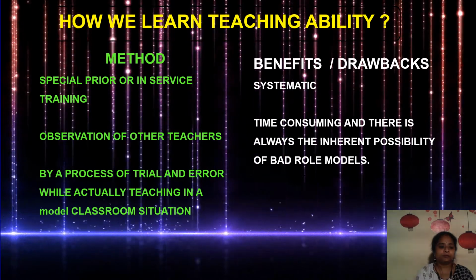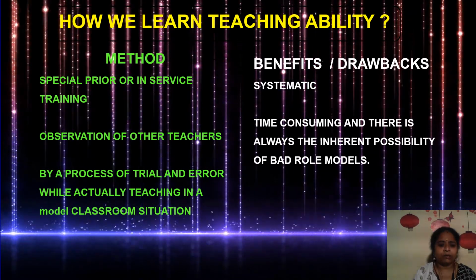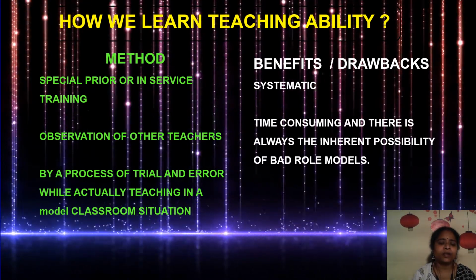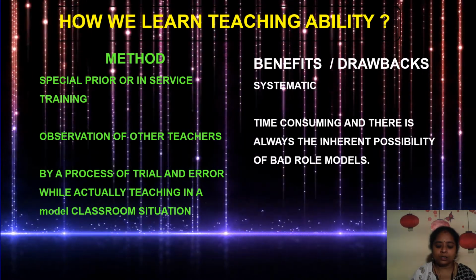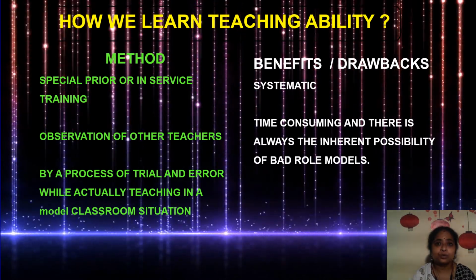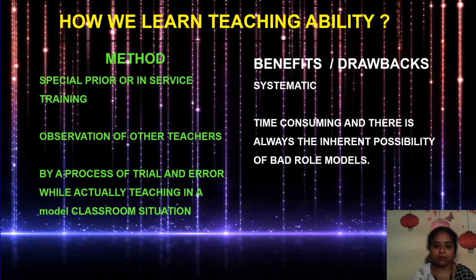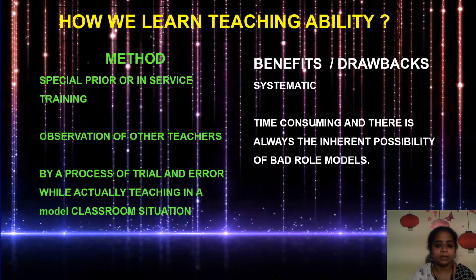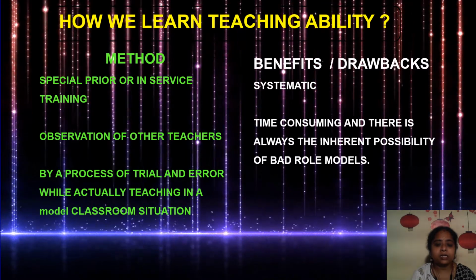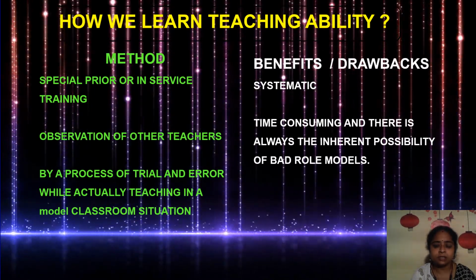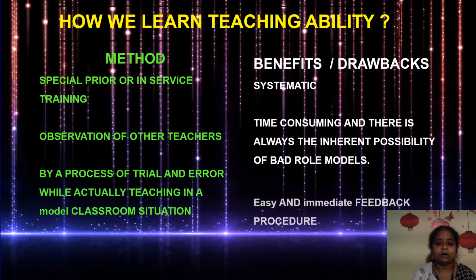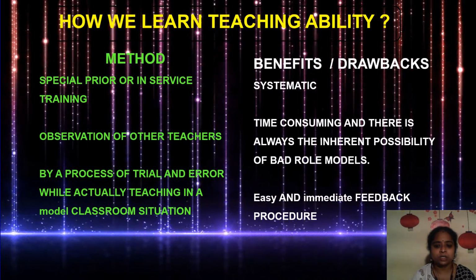Let us see the third method. By a process of trial and error, while actually teaching in a model classroom situation. This refers to micro teaching, where a student teacher teaches in a model classroom, that is a classroom where 4 or 5, or a minimum of 10, peer co-learners are seated as students, and she practices the micro teaching skills according to Bloom's taxonomy, and gets immediate feedback on the flaws and positives of our teaching.